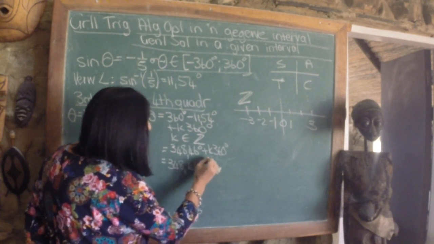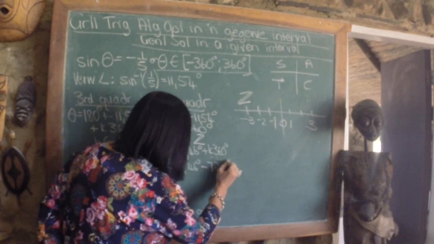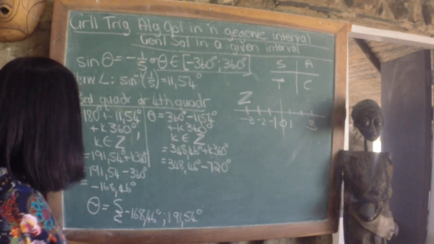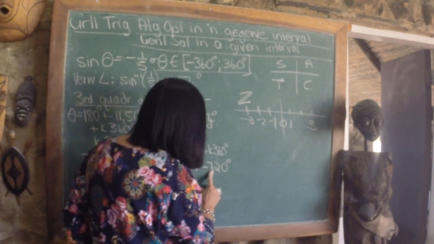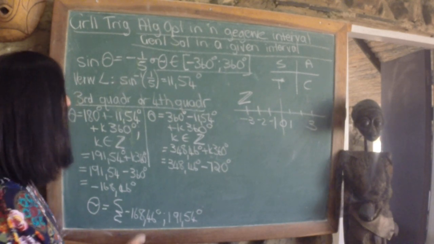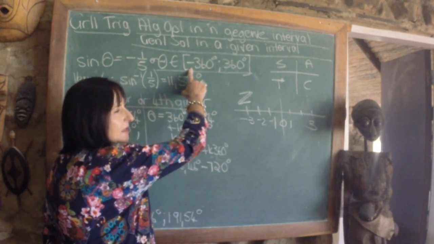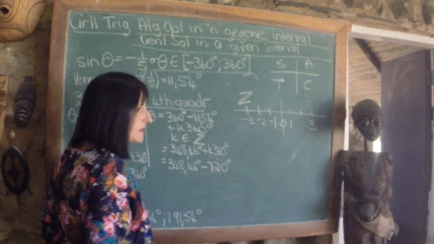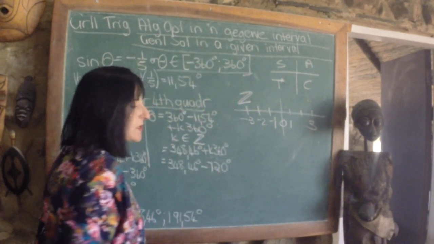348,46, and minus 2 gives me minus 720 degrees. Now, if I subtract 348,46 minus 720 degrees, then it's less than minus 360 degrees. Just a little bit, but still, it's smaller than minus 360 degrees. So it will not fit into this specific interval.